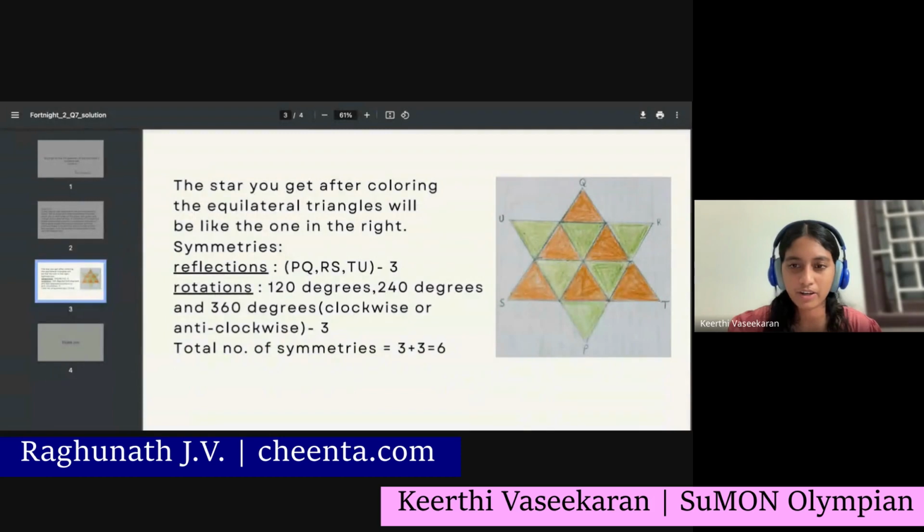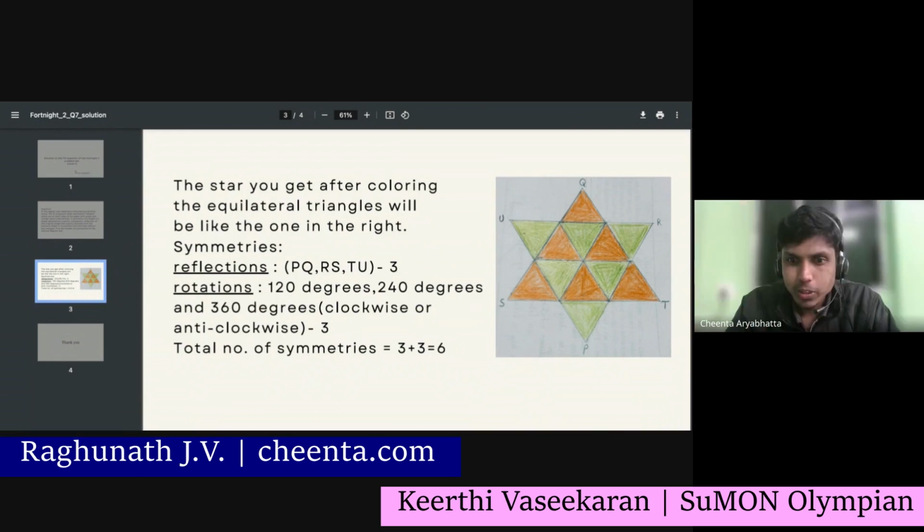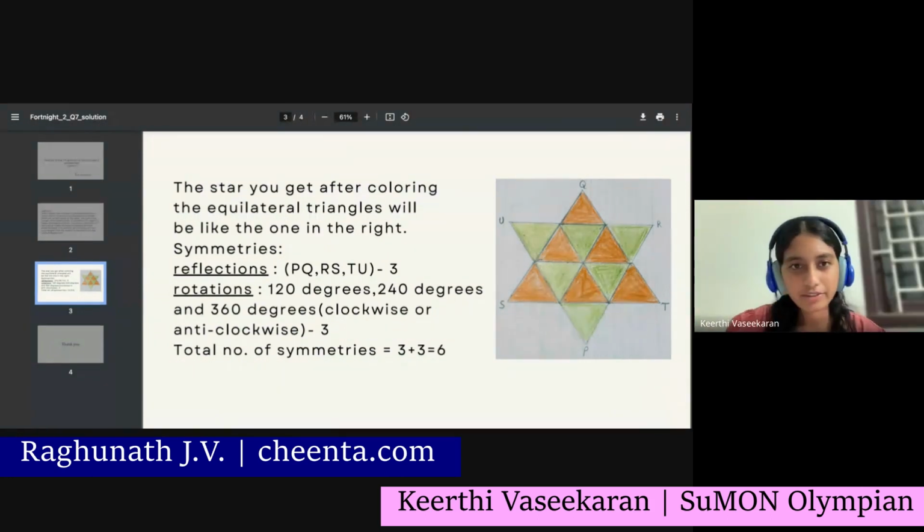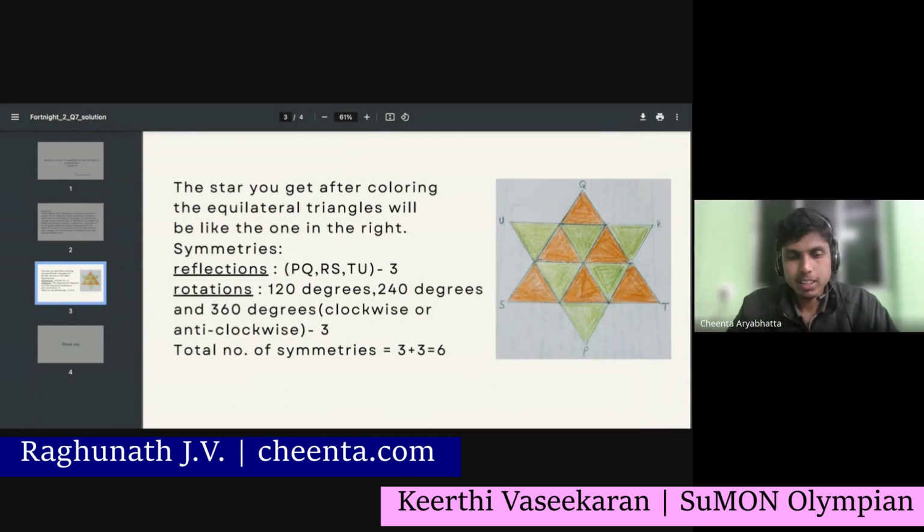Translations will not be giving anything. So I'll be going ahead with reflections and rotations. Sorry to interrupt. I have one doubt. Are the triangles inside the star also colored, or only the triangles in the outer part is colored? What do you think? That won't make a difference. Okay, that's correct. Yeah, please go ahead.